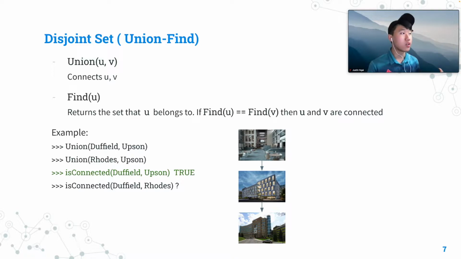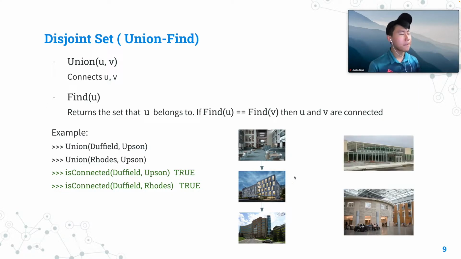Now the next question, is Duffield connected to Rhodes? Even though we did not connect them directly, transitively, they are connected through Upson, so this is also true. And if we think about it, we can also just walk from Duffield to Rhodes, even though we're walking through Upson. So now let's add some more buildings. Here we have Klarman, here we have Temple of Zeus. Although Zeus is kind of inside Klarman, let's just forget about that for now. We can walk from Klarman to the Temple of Zeus, so they're connected.